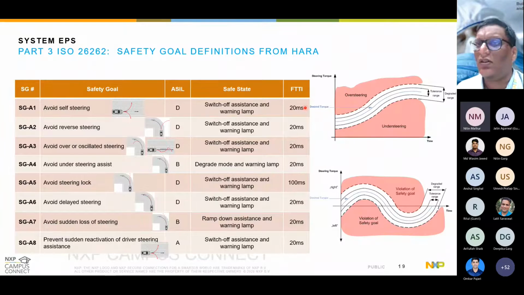Thank you. And after fault injection simulation, we can also identify the FTTI. We can validate that one.